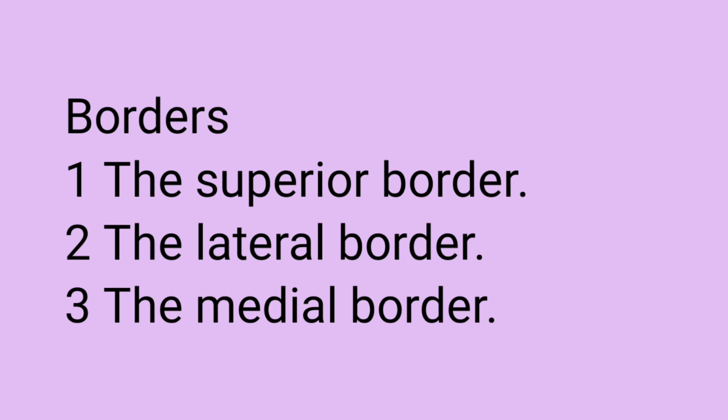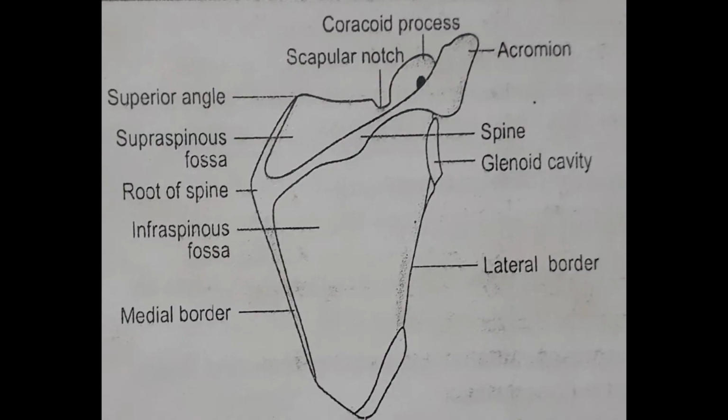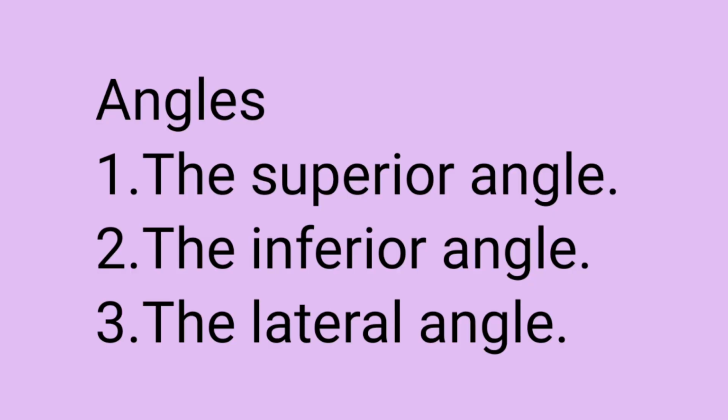Borders are the superior border, the lateral border, and the medial border. The superior border, thin and short, presents a suprascapular notch which transmits suprascapular vessels and nerve. The lateral border is thick at the upper end. It presents the infraglenoid tubercle. The medial border is thin. It extends from the superior angle to the inferior angle.